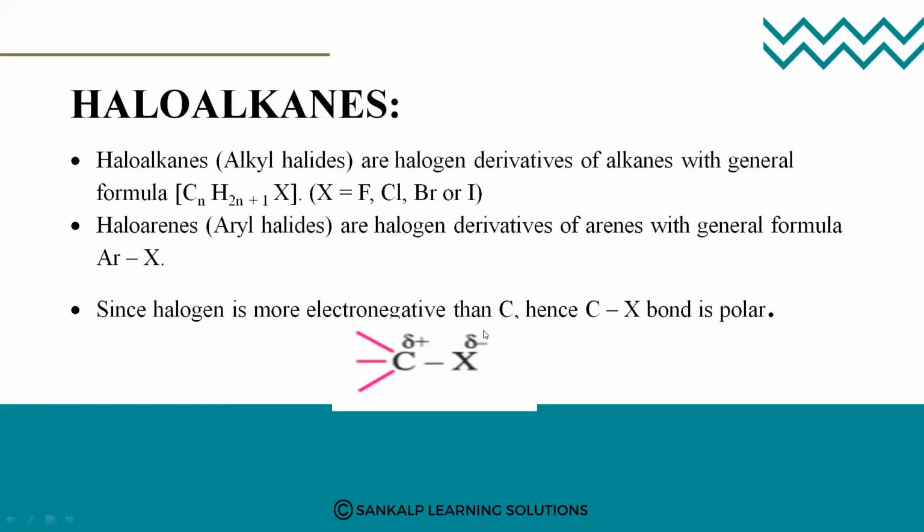They have the general formula CnH2n+1X, where X is the halogen: fluorine, chlorine, bromine, or iodine. So these are the haloalkanes, the alkyl halides, the halogen derivatives of alkanes with general formula CnH2n+1X. In such compounds, the halogen atoms are attached to an sp3 hybridized carbon atom.